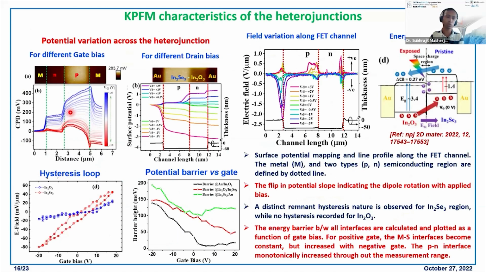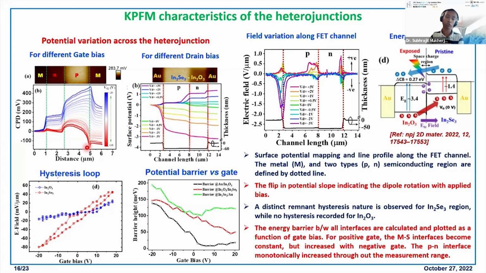Then we also do similar measurements like in our previous case. So we vary the gate bias while we keep the source drain grounded, and we vary the drain bias when we keep the gate constant. Here, we see that only for the indium selenide part the slope is changing from positive to negative, but for the oxide part, there is almost no change in the slope direction. And in the hysteresis loop, you see also for the indium selenide part, there is a hysteresis, but there is almost no hysteresis in the electric field for the oxide part.